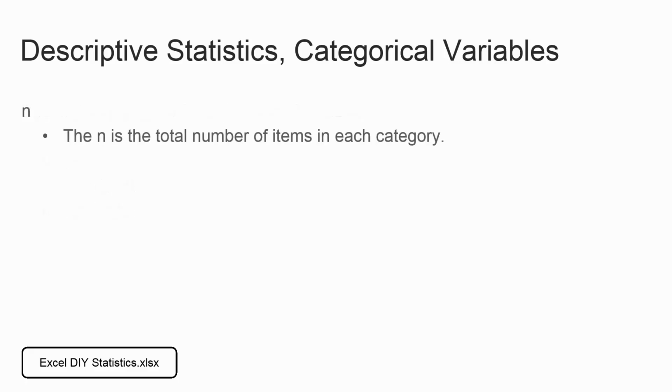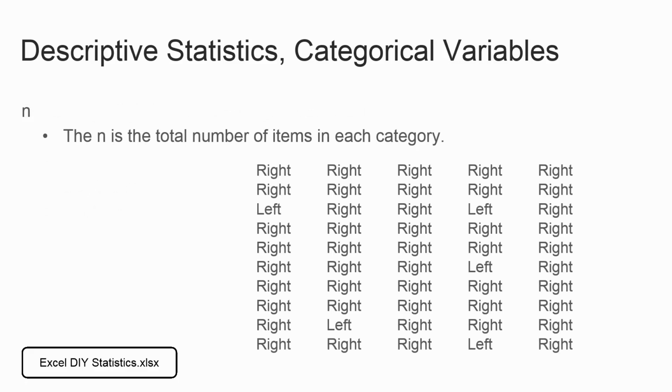The n is the number of items contained in each category. This list reflects the handedness of each respondent. The n informs us that there are 45 people who are right-handed and 5 who are left-handed.